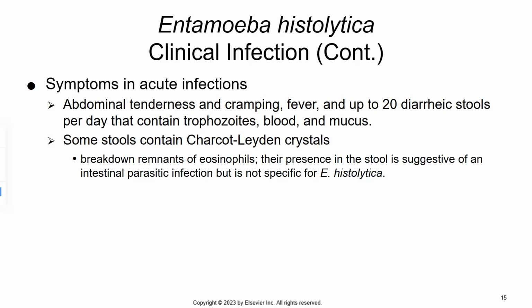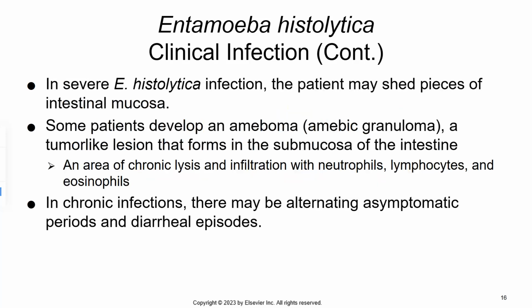Symptoms in acute infections: abdominal tenderness and cramping, fever, and up to 20 diarrheal stools per day that contain trophozoites, blood, and mucus. Some stools contain Charcot-Leyden crystals, which are the breakdown remnants of eosinophils. Their presence in the stool is suggestive of an intestinal parasitic infection, but is not specific for E. histolytica. In severe E. histolytica infection, the patient may shed pieces of intestinal mucosa.